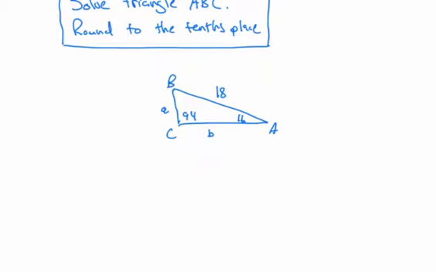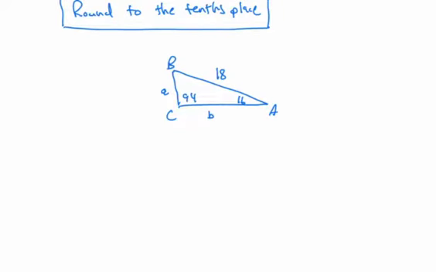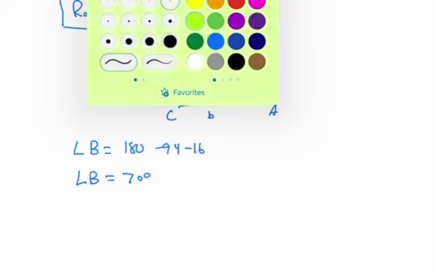I noticed that I've got angle C and angle A. The easiest beginning is to solve for angle B. That is simply going to be 180, subtract out 94, and subtract 16. So angle B is going to be 70 degrees. I'm going to go ahead and label it.